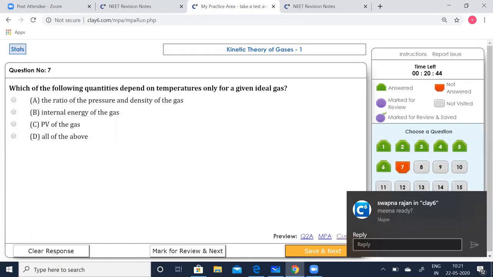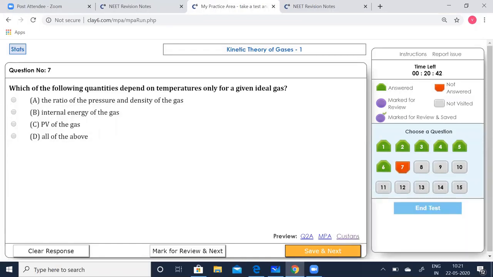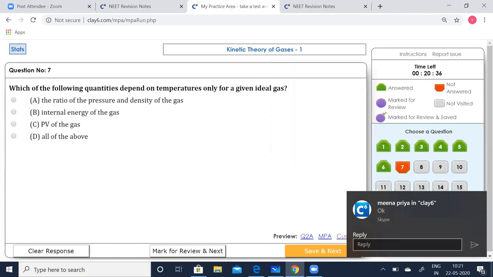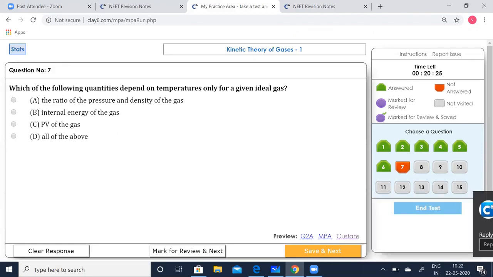Which of the following quantities depend on temperature only for a given ideal gas? The ratio of pressure and density of the gas, internal energy of the gas, PV of the gas, or all of the above.